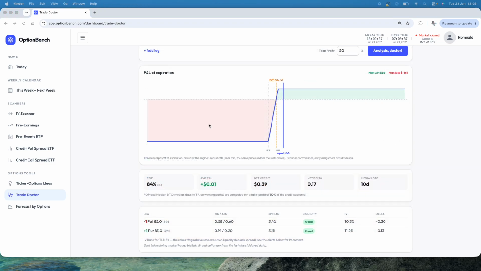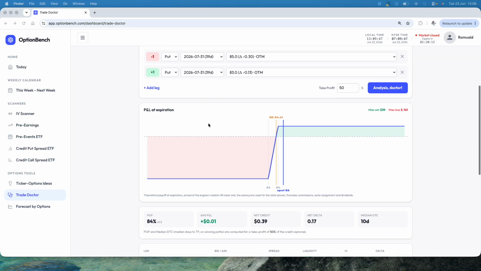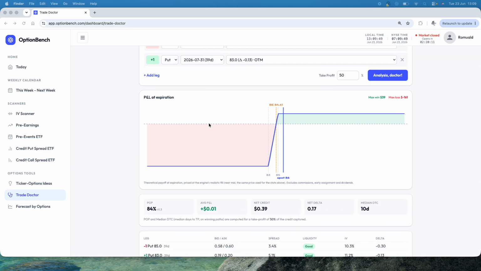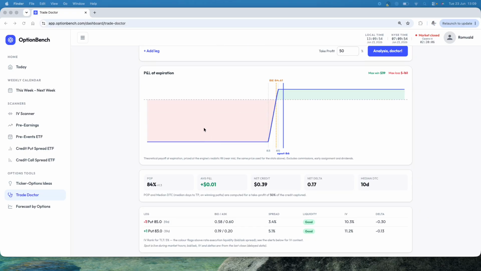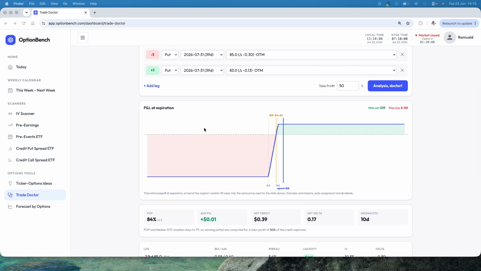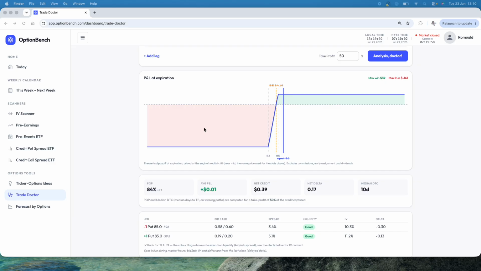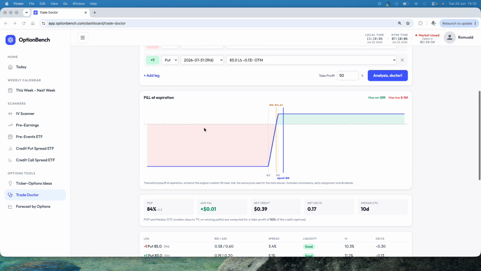So, would you still take the trade? Maybe you would. Selling thin premium isn't automatically wrong, but now you're deciding with the whole picture, not just the headline number. This is Trade Doctor, one of the tools in OptionBench. You build a position, leg by leg, and it runs a statistical health check before you trade. Probability, yes, but also the expected profit and loss relative to what you're risking, the loss profile, the liquidity, and event risk. So it's in beta right now.